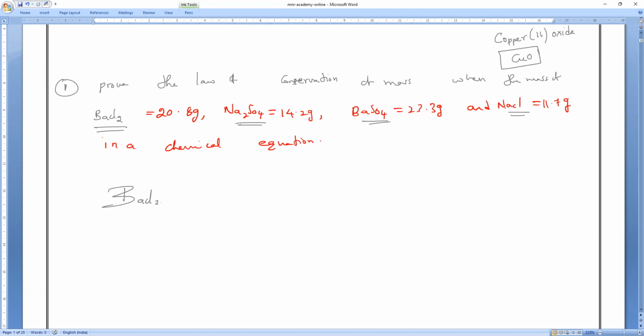So BaCl2, what is the physical state? I taught you yesterday. What is the physical state? Solid. Wow, super. So Na2SO4 is in aqueous state. So it gives you one insoluble solid. What is the insoluble solid? We have a name, yesterday I taught you. Yes, precipitate. Precipitate and NaCl.